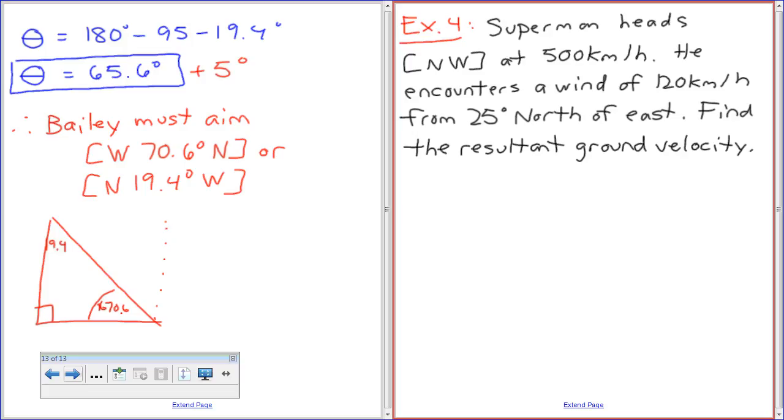So this is going to be Superman. He's going 500 kilometers northwest. What does northwest mean? Somebody other than Austin. Jason, go ahead. 45, directly between north and west. And this is going to be my vector for Superman.